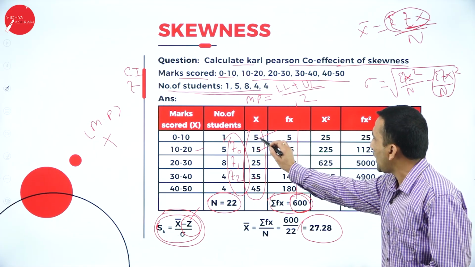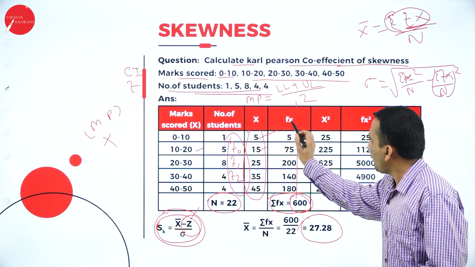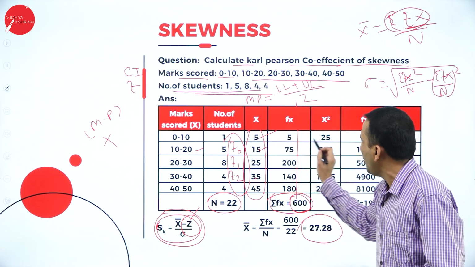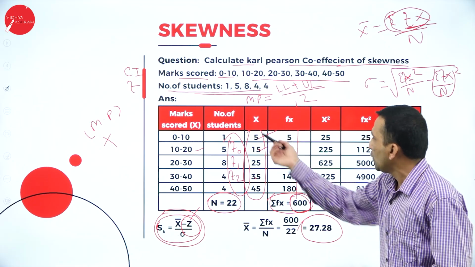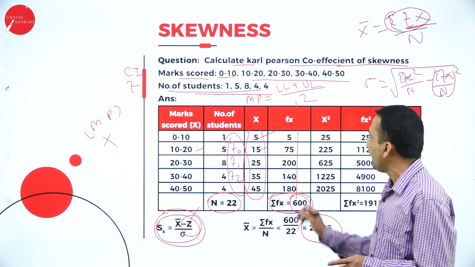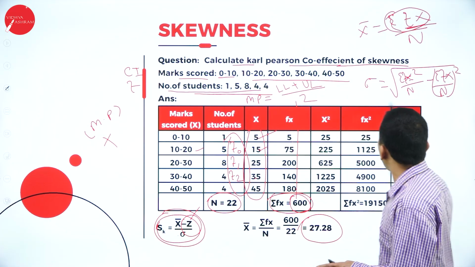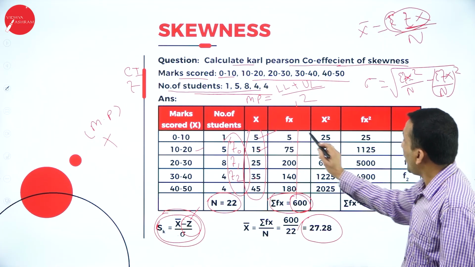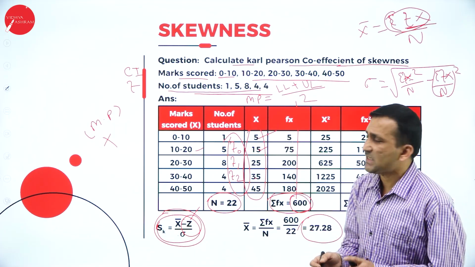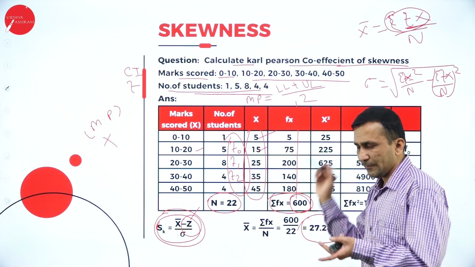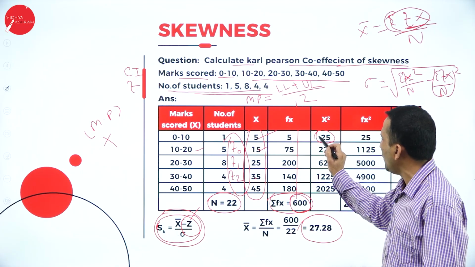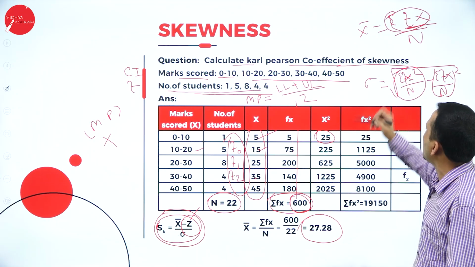Now x square also you can take. Fx into x also, 25. Fx, 5 into 5, we are getting 25. Or if you try x into x, 25. Both are the same only. Here we have fx, and if you multiply it with the respective x, we are getting the fx square. Directly we can do that, but we are depending on the x square value because the formula has x square.